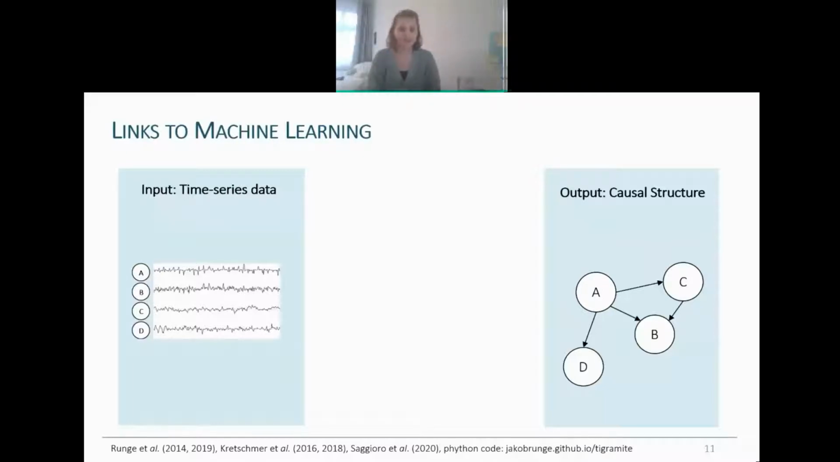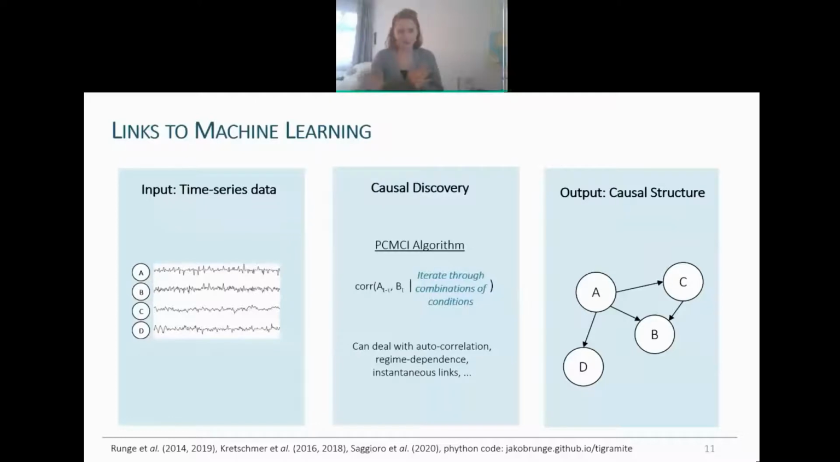And again, there's something called causal discovery algorithms, which also comes from the same discipline of causal inference and causality, and is based on the same concepts, but with some additional assumptions, it's actually possible to go from the left to the right and learn the causal structure. I've been mostly using the so-called PCMCI algorithm, where the idea is that one iteratively goes through different combinations of conditions to learn the causal structure.